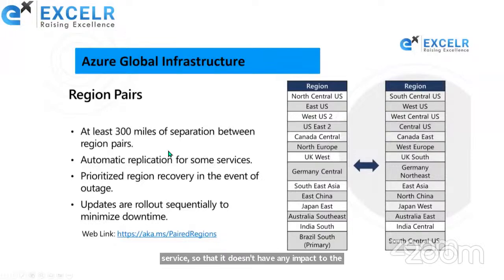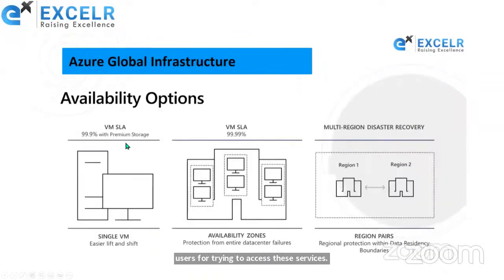That's how it is going to help. Okay. And availability options. Azure is trying to promise us 99.9% with premium storage. So they are trying to tell us that your data is secured enough with 99.9% availability within single virtual machines which have been deployed within that particular storage, if you are trying to have that.